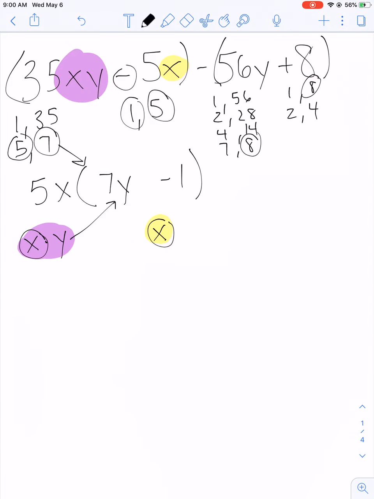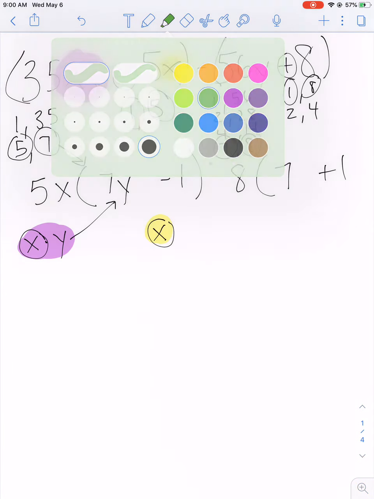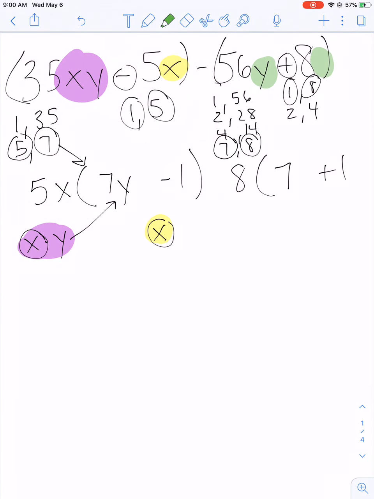Now, this is a 8. What do we have left? Well, 7 and positive 1. Okay. Well, now let's look. We got to do the variables. Well, this is y and nothing. Y with nothing. Can't factor anything out, so the y just stays, and we close up the parenthesis.